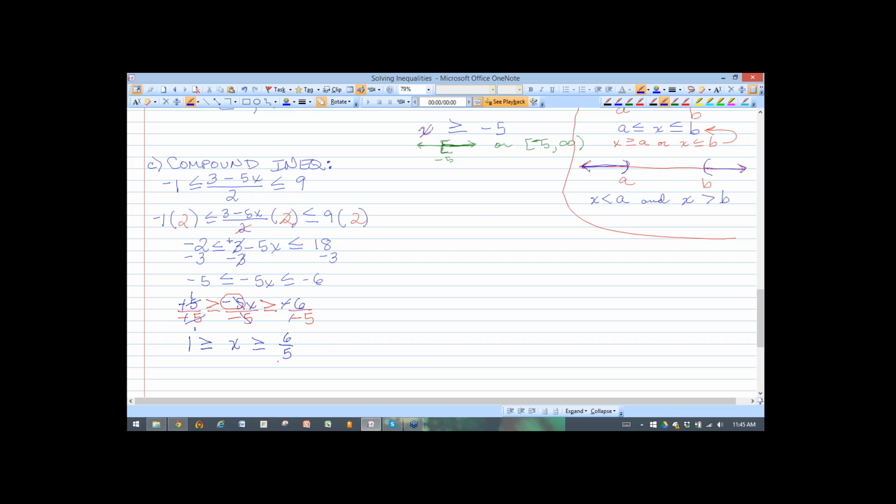Now leave it as 6/5. You can leave an improper fraction that's fully reduced for me. I'm fine with that.